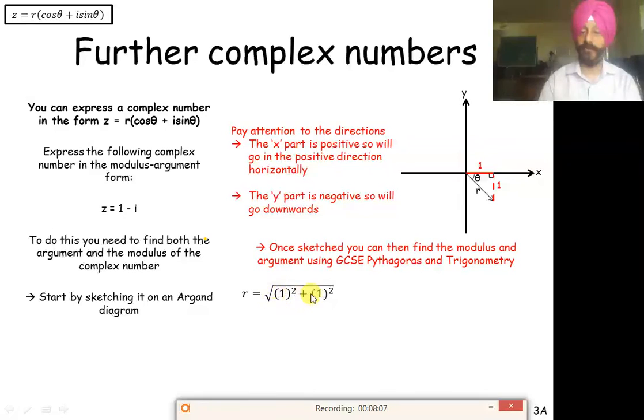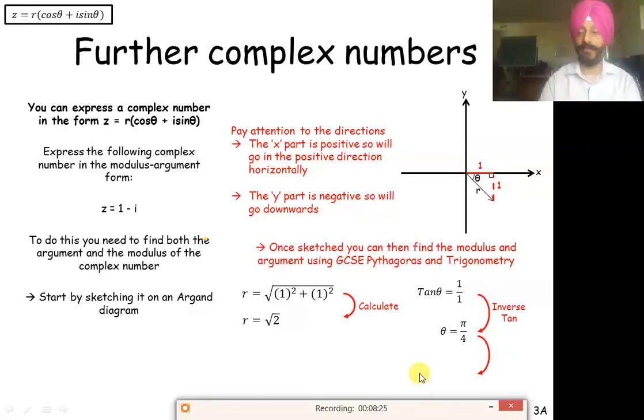r = square root of 1 squared plus 1 squared, so r is equal to root 2. And what is θ? θ means perpendicular over base. Perpendicular is 1 and base is also 1, so tan θ is equal to 1, and θ is equal to π/4. But we take this direction as positive and this direction as negative, so the argument is equal to -π/4.